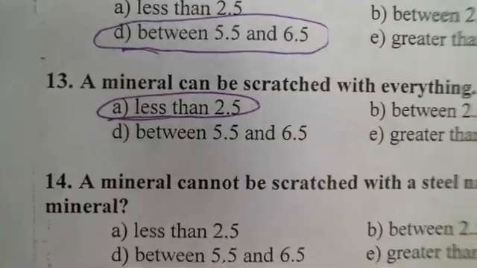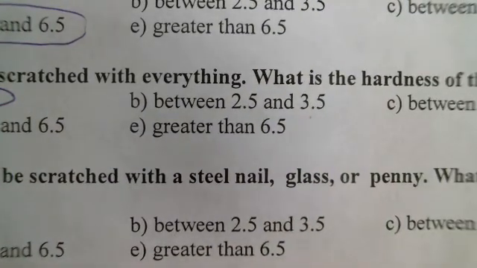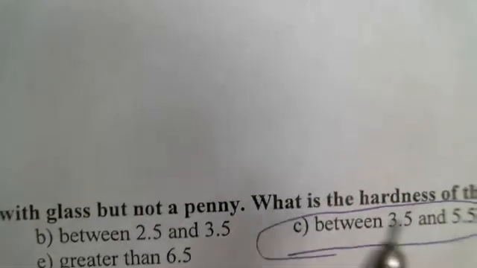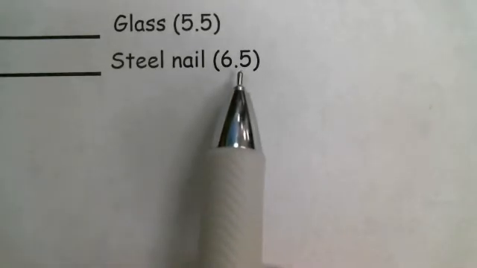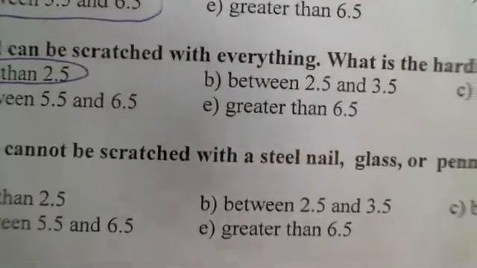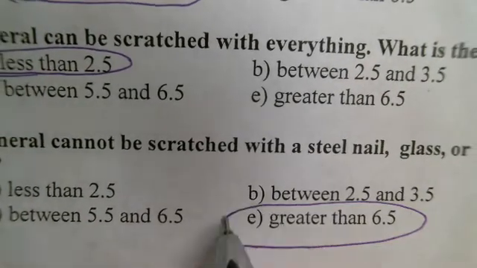Number 14, a mineral cannot be scratched with a steel nail, glass, or penny. So that means that it's harder than all of those things. It can't be scratched. It's more durable. It's harder. So anyway, the hardest thing that we have in our equipment is the steel nail with 6.5 as its hardness. So this mineral has got to be harder than that. Something greater than 6.5. Option E for number 14.